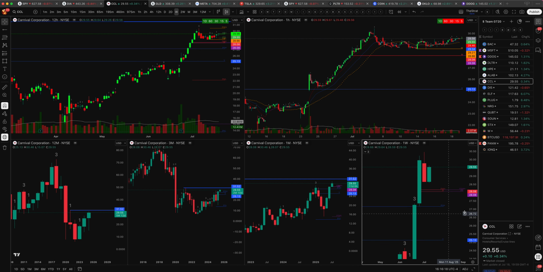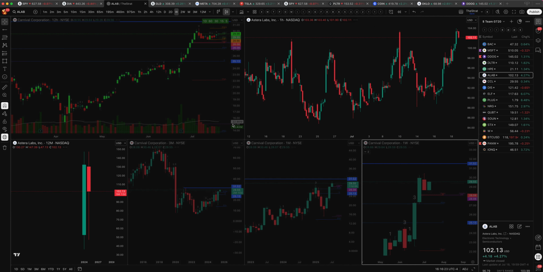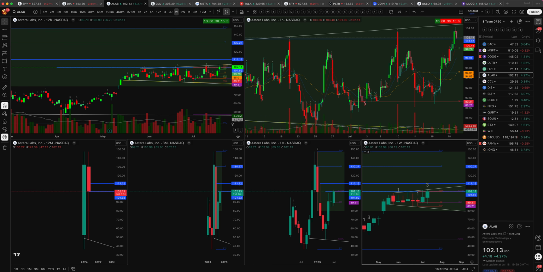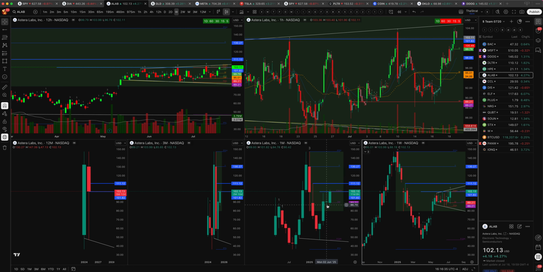Does look like a flag on the week, though. I know it's not a strat term, but this looks like such a stereotypical pattern. Yeah, and there's gaps above. There's pivots here. You're talking ALAB, right?